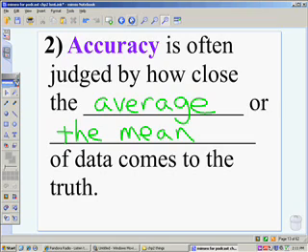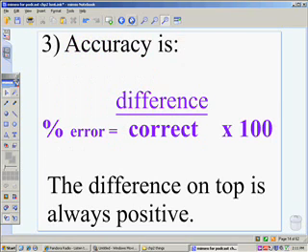Accuracy is often judged by how close the average or the mean of data comes to the truth. Remember that mean is just a fancy word for average. Accuracy is found by this equation. The percent error is difference over the correct value times 100. Now the difference on the top, that is the difference between your data point and the correct answer.